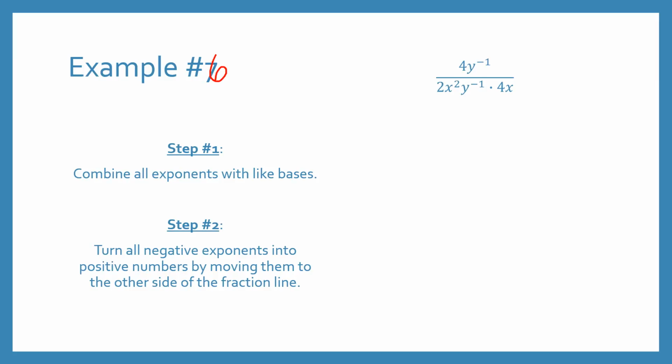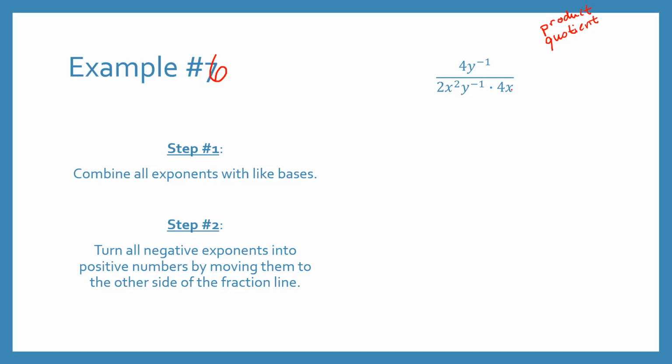Let's look at this one. So this one, let's look at what rules we see. I see I've got the product rule on the bottom. And since I see a fraction bar, I've got the quotient rule. And I see some negative exponents. So let's try to simplify as much as we can first.